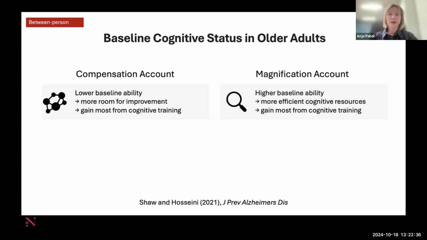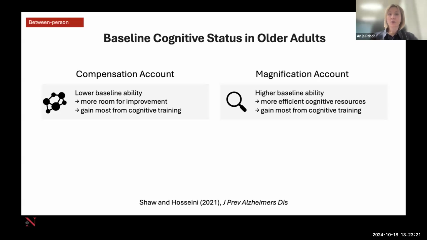And these findings related to age likely have to do with baseline cognitive status, as we know that working memory declines as a function of healthy aging. And there are two different hypotheses related to baseline abilities, as alluded to in the previous talk. There's the compensation account, which suggests that individuals with lower baseline ability have more room for improvement and will therefore gain most from cognitive training. And then there's the magnification account, which states that individuals with higher baseline ability have more efficient cognitive resources and will therefore gain most from these types of interventions.